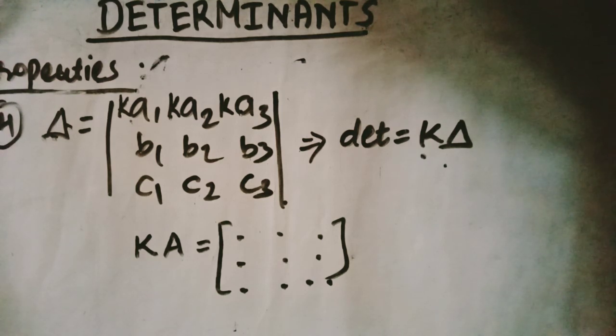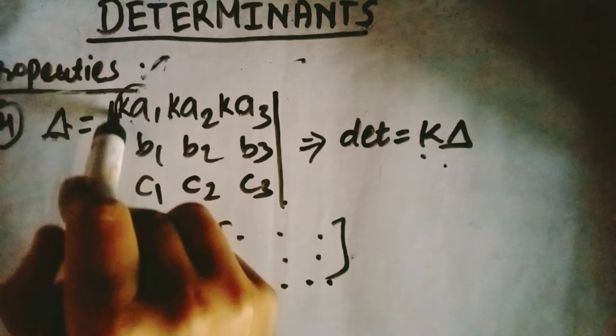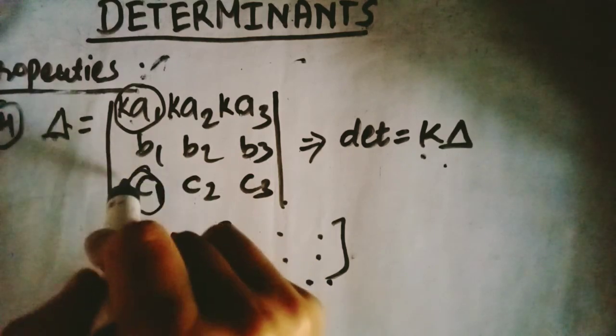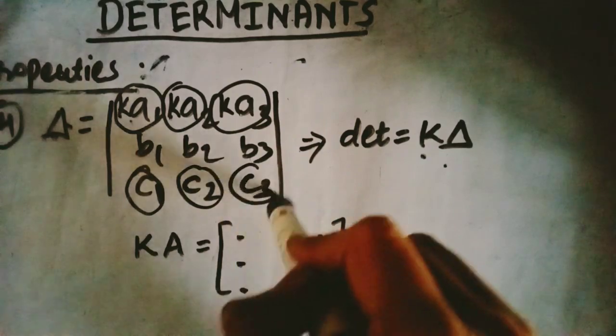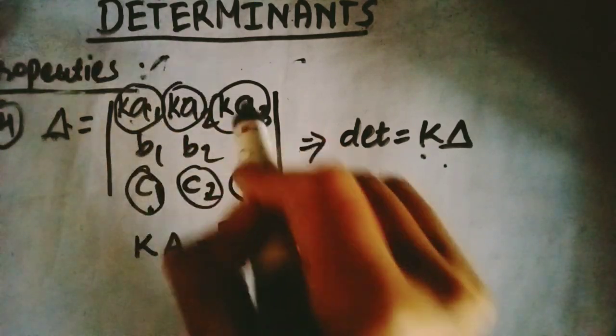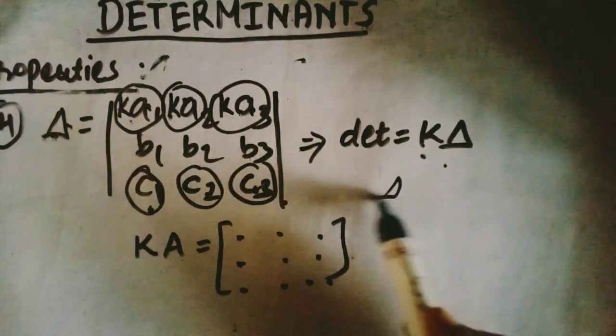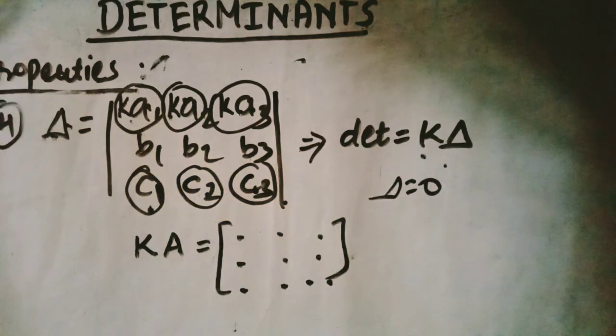If corresponding elements of any two rows or columns of a determinant are proportional, that is in the same ratio, then its value is 0. So suppose the ratio of this element and this element are proportional, then we can say that the determinant is 0.